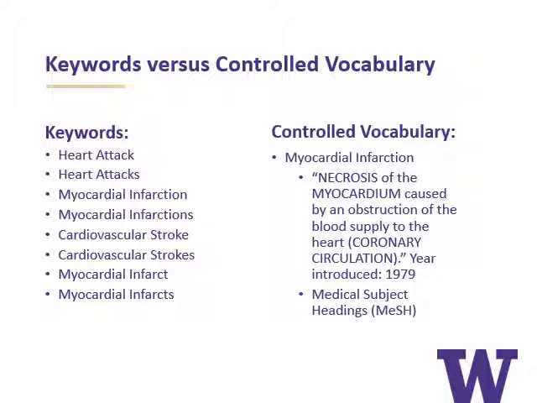Here we can see the difference between keywords and controlled vocabularies. On the left is a list of terms that we brainstormed to search for information about heart attacks. On the right is the controlled vocabulary entry used by PubMed. Information in PubMed about heart attacks will be indexed under myocardial infarction. By combining keywords and controlled vocabulary terms, we can improve the scope and accuracy of our search.